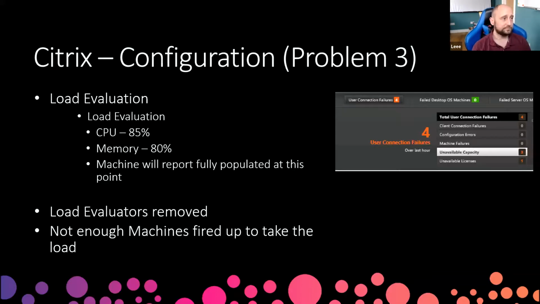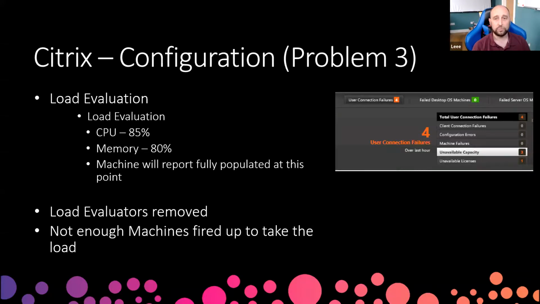Problem number 3. Okay, so we had load evaluators set, so we kept getting user connection failures first thing in the morning, especially during logon periods where we were reporting unavailable capacity. And essentially, these load evaluators have been put in with these stats in order to be able to try and cap and make sure a certain number of users were guaranteed to log in.